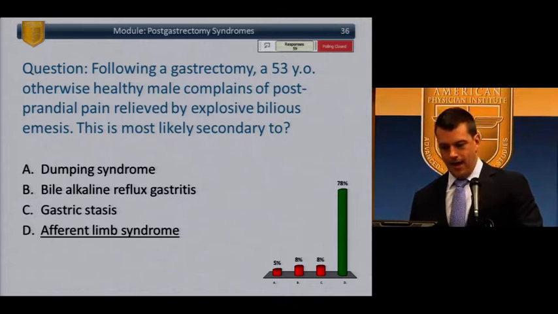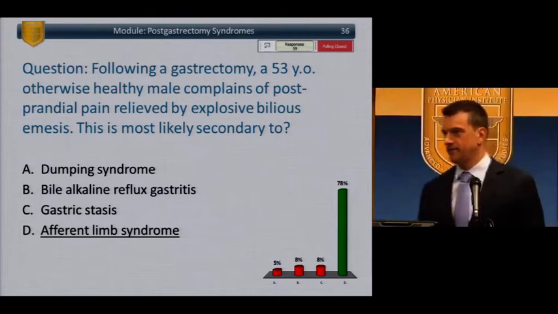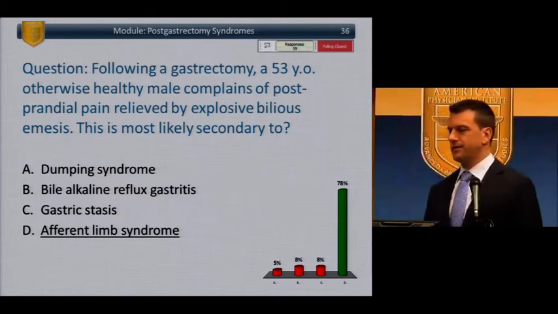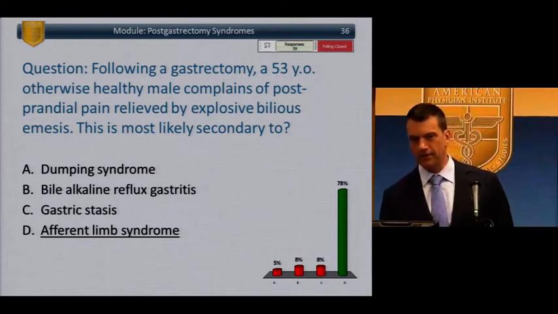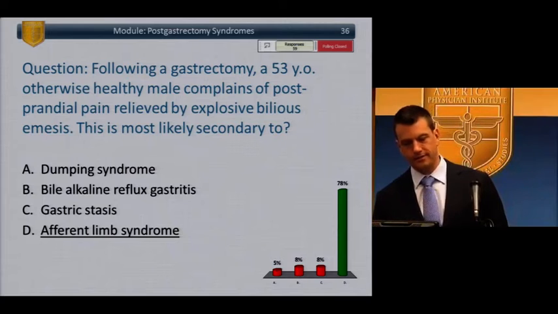All right, that is correct, afferent limb syndrome, and this is a complication related to Billroth 2 reconstruction only. We'll talk a little bit more about each of these.